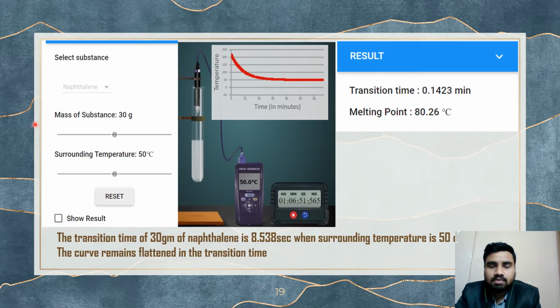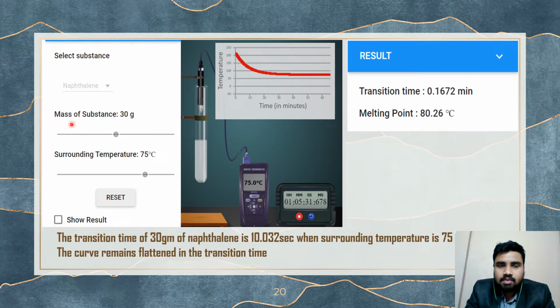During this eighth observation, I have taken the mass of substance as 30 grams. The surrounding temperature has been increased to 50 degrees, and I have found out the transition time of 30 grams of naphthalene is 8.538 seconds when the surrounding temperature is 50 degrees. The curve remains flattened in the transition time. The curve reaches transition time at this point, where it reaches the melting point, which is 80.26 degrees.